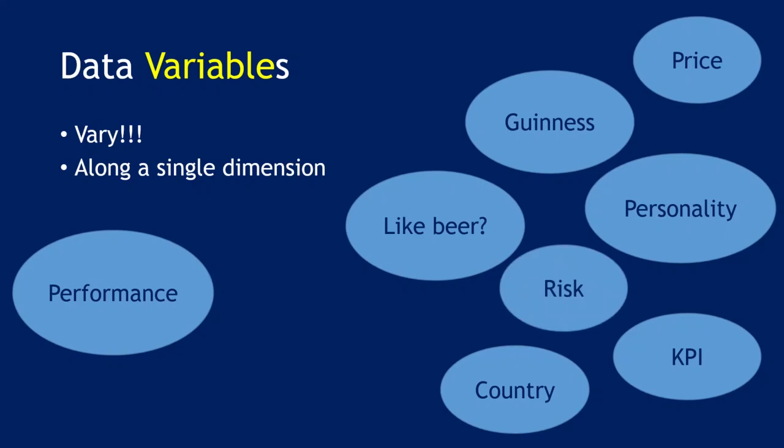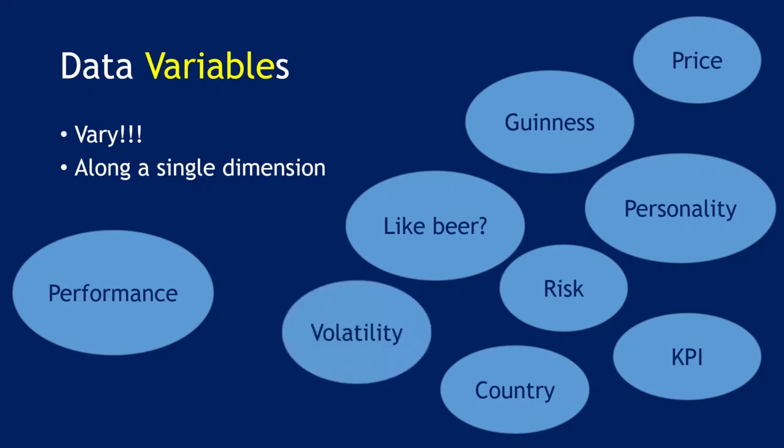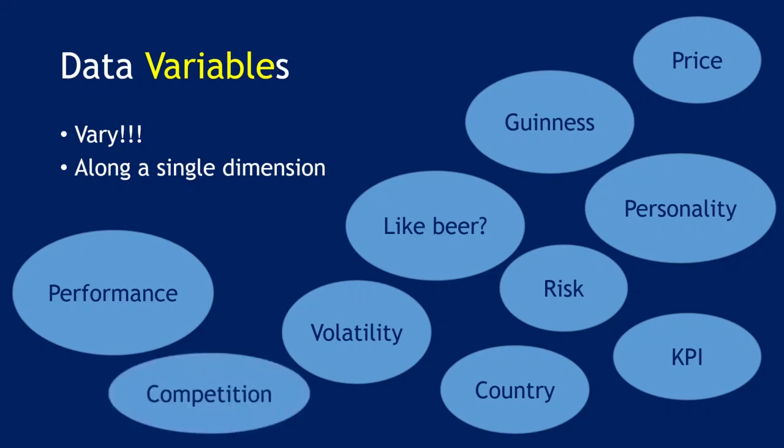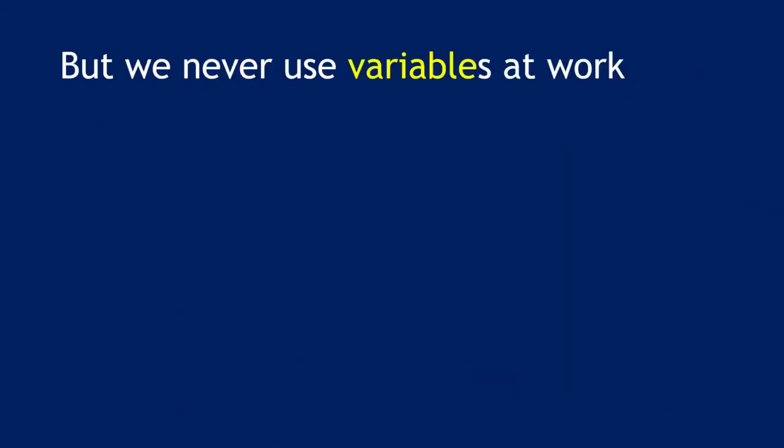Stocks or investments can vary in terms of their risk. So risk can be a variable. Volatility, right? How much your stock price varies can be a variable. And competition: how competitive is it? Is it not very competitive? So industries vary in terms of how competitive they are. So we can also measure that as a variable.